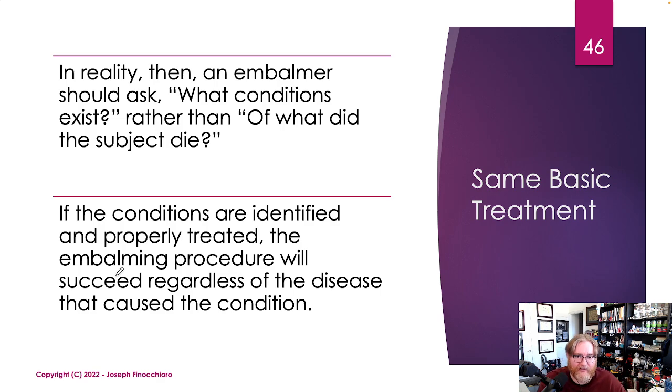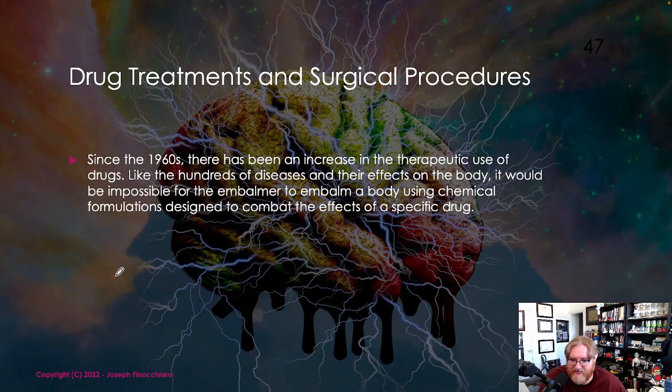If we just go in and start running and we see that half the body is getting solution and half the body is not, we can infer it's probably a stroke. But how we treat it is exactly the same. We're going to raise arteries on both sides of the body, and we're going to inject from both sides of the body. That's simple. If we know ahead of time, we can prepare a second injection site and go from there. If the conditions are identified and properly treated, the embalming procedure will succeed regardless of the disease that caused the condition.